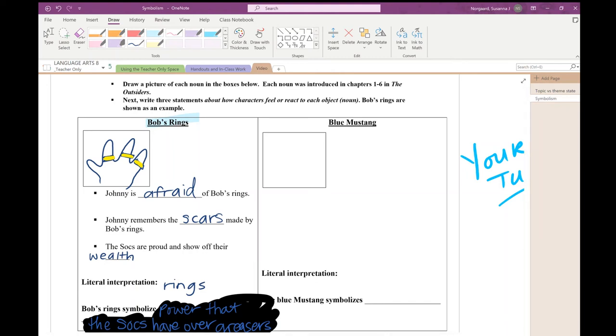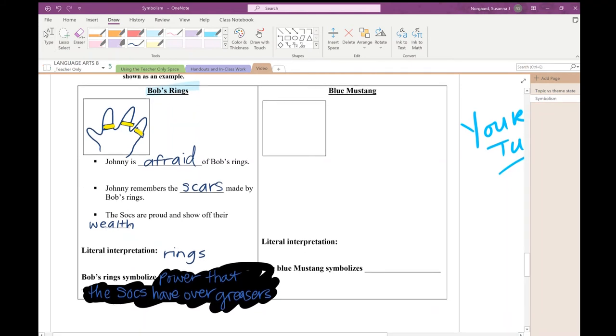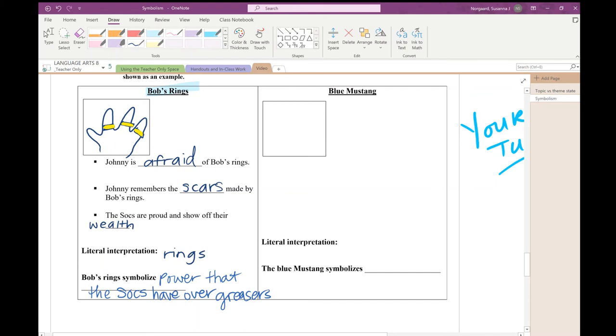So literally, the rings are just rings. But if we think about the symbolic meaning they might have, putting those three sentences together is really going to help us figure that out. And we might say that the rings symbolize power that the Socs have over the greasers, because Bob uses those rings to sort of terrify Johnny, to, sadly, beat him up and create literal scars that Johnny is going to carry with him for the rest of his life. So the rings might symbolize that power that the Socs have over the greasers, and them sort of showing off that power.